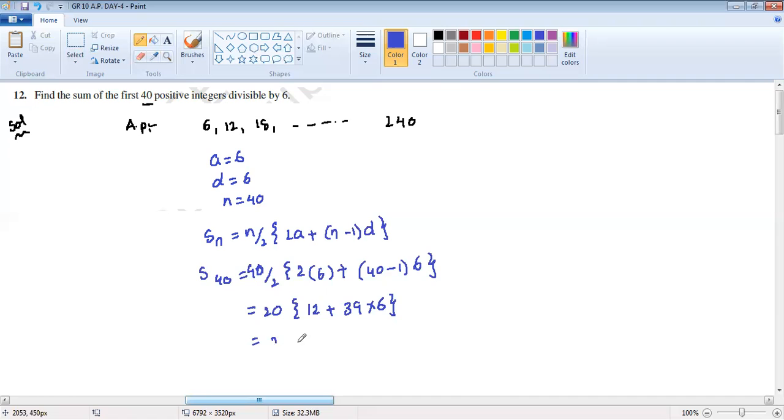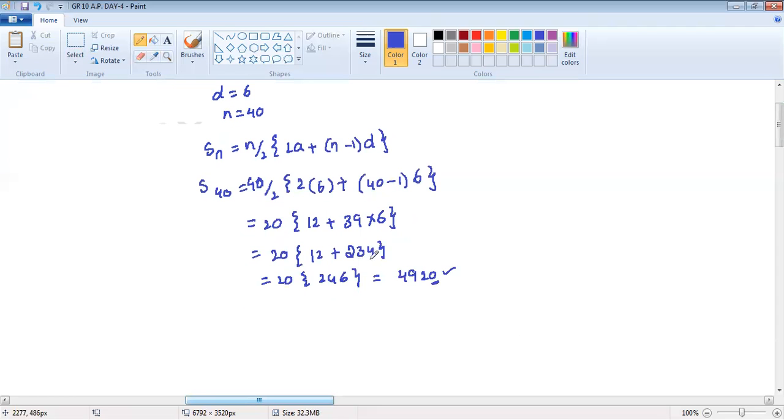So 20 into 12 plus 234. Am I right? Yes, sir. So 20 into 246, which is 4920. Correct? Yes, sir. This is one way of doing that.